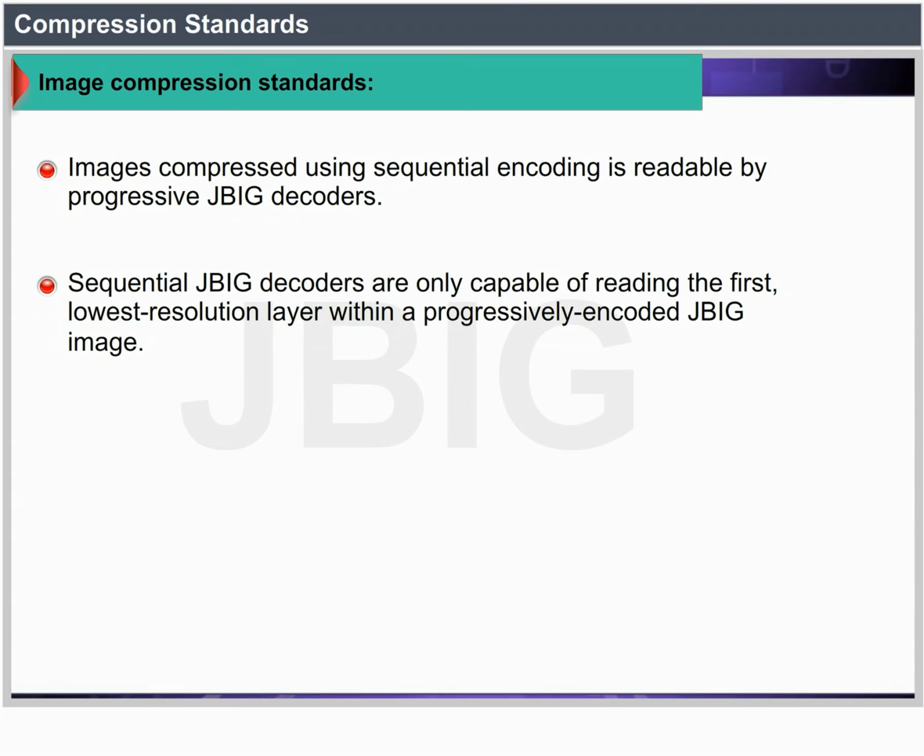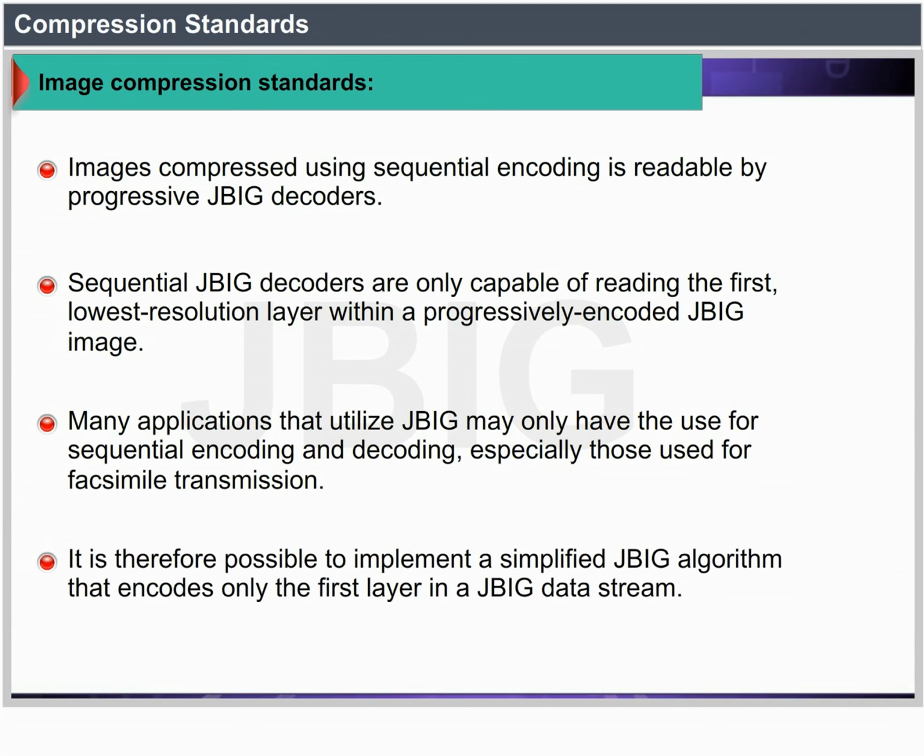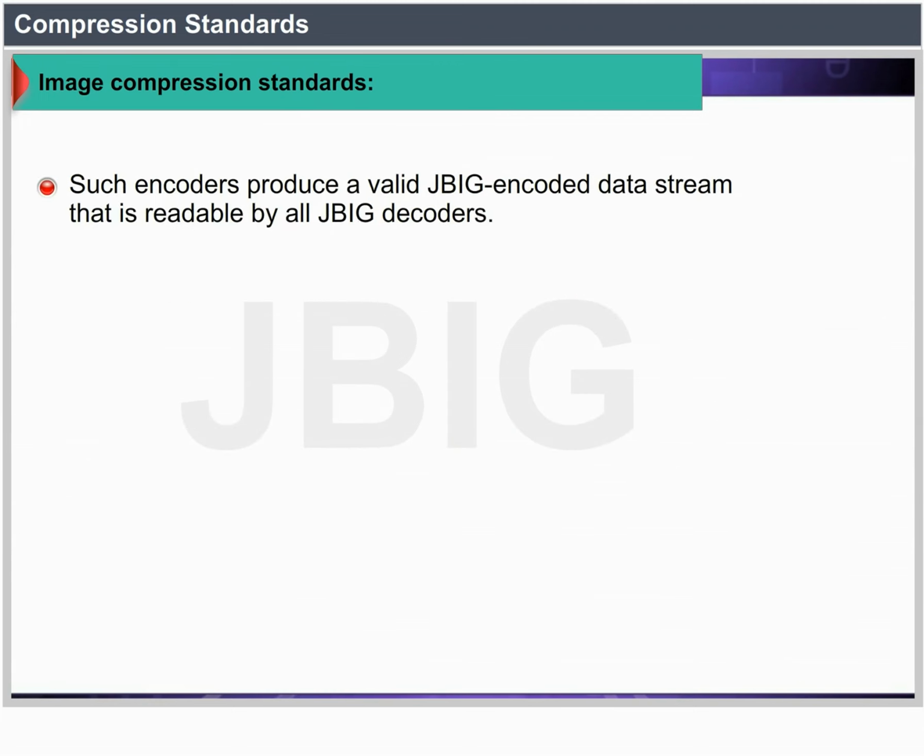Many applications that utilize JBIG may only have use for sequential encoding and decoding, especially those used for facsimile transmission. It is therefore possible to implement a simplified JBIG algorithm that encodes only the first layer in a JBIG data stream. Such encoders produce a valid JBIG encoded data stream that is readable by all JBIG decoders.